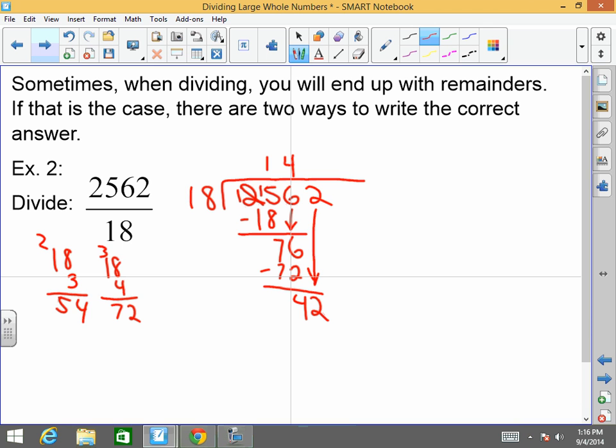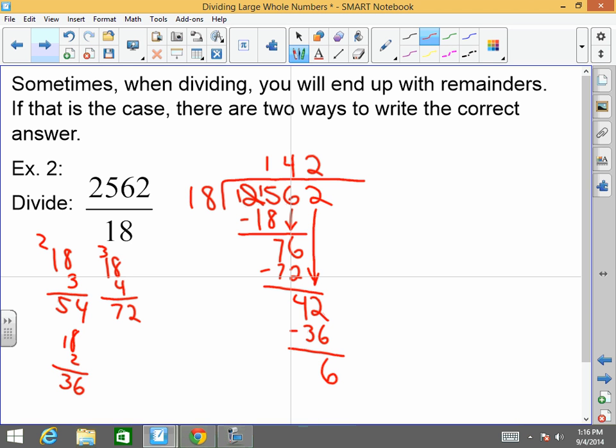18 goes into 42 how many times? No, 18 times 3 is 54. So let's try 2. 18 times 2 is 36. So you have a 2 here. Notice I put it over the 2 because that is the place of the value right now. 2 times 18 is 36. And then 42 minus 36 is 6 left over.